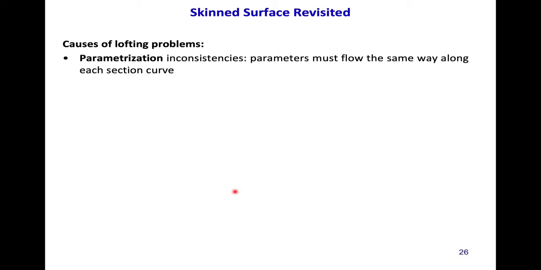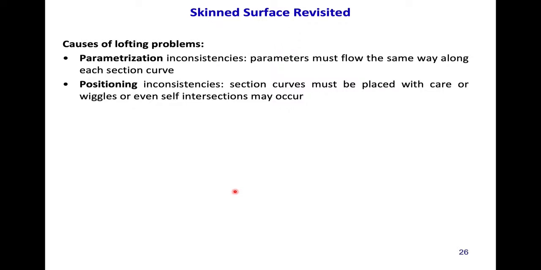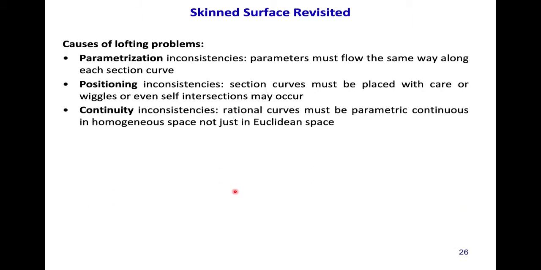Let us look at some of the causes of the lofting problems. The first one is parameterization inconsistencies, where we must take care of the parameters such that they flow the same way and in the same direction. The second one is positioning inconsistencies, where the section curves must be placed carefully, otherwise there can be some wiggles and self-intersections. The third one is continuity inconsistencies, where the curves must be parametrically continuous not only in the Euclidean space but also in the homogeneous space.